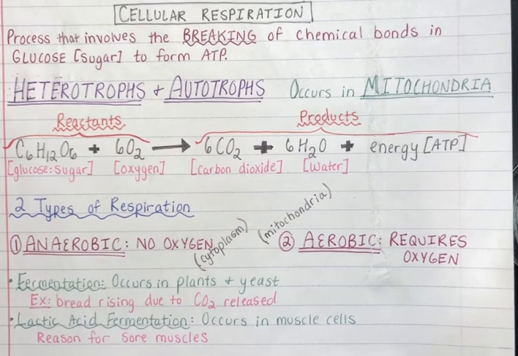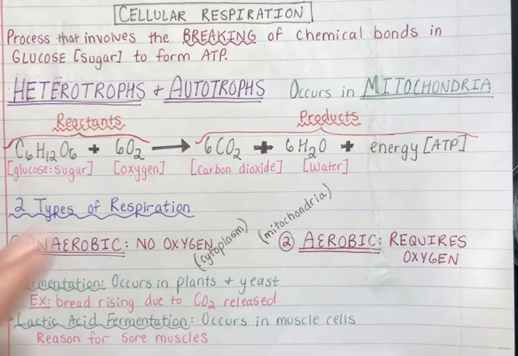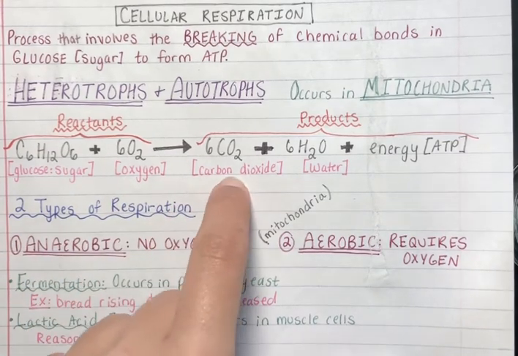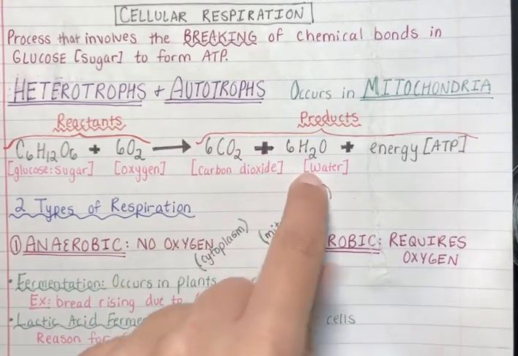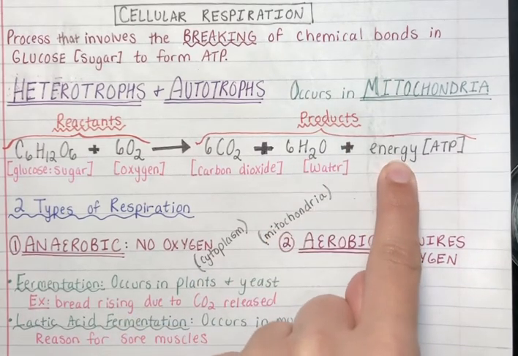We carry out the process of cellular respiration, which is represented by the arrow, and the products that we get when you breathe out: you make carbon dioxide, CO2. You breathe out water droplets, H2O, and you are releasing that ATP energy.